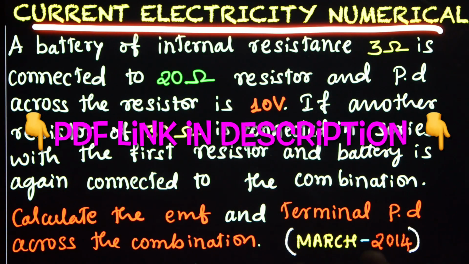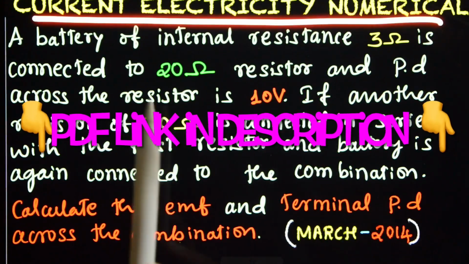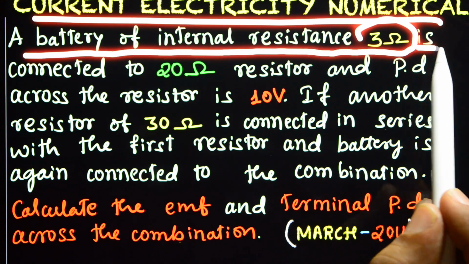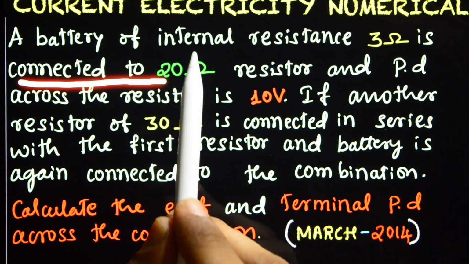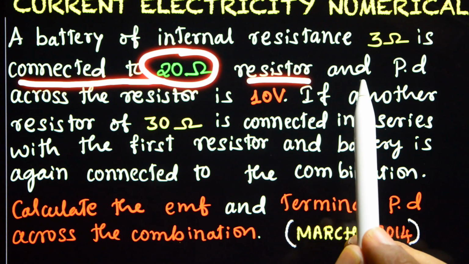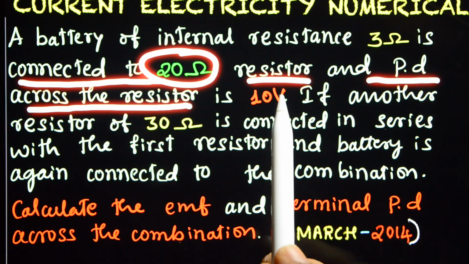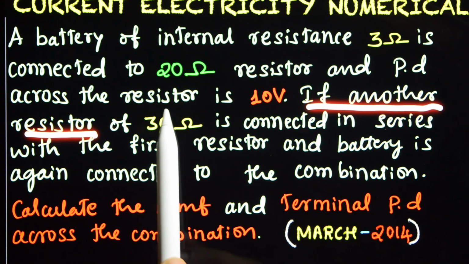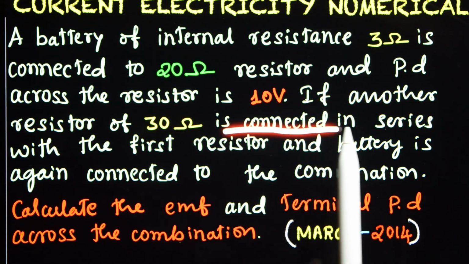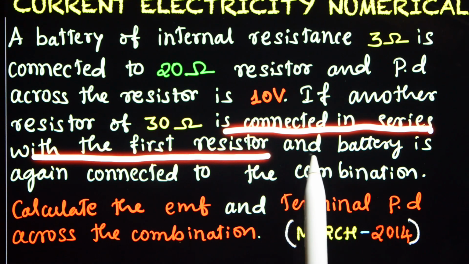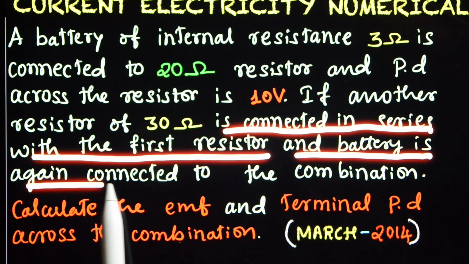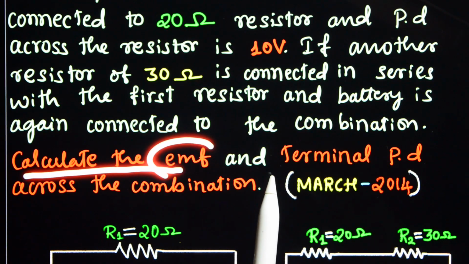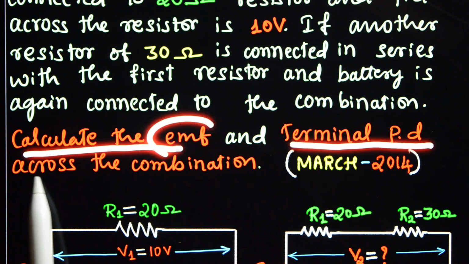Current electricity numerical, March 2014. A battery of internal resistance 3 ohm is connected to a 20 ohm resistor and the potential difference across the resistor is 10 volt. If another resistor of 30 ohm is connected in series with the first resistor and the battery is again connected to the combination, calculate the EMF and terminal potential difference across the combination.